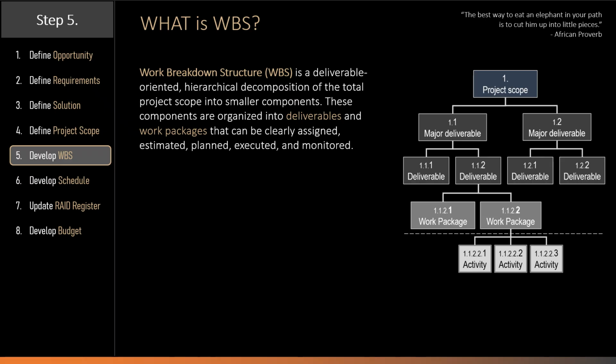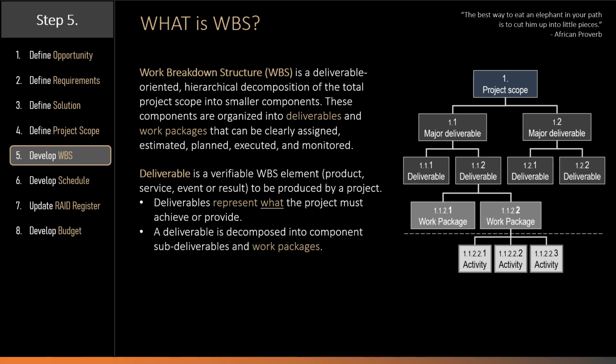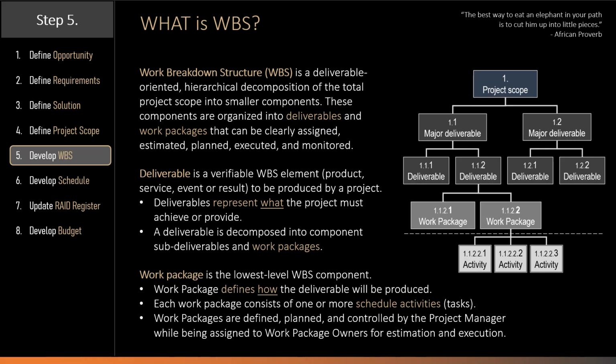Key elements or components of the WBS hierarchy are deliverables and work packages. Deliverables are verifiable work breakdown structure elements such as products, services, events, or results to be produced by a project in order to achieve the project objectives. Deliverables represent what the project must achieve or provide, and each deliverable is further broken down into one or more work packages. Work packages are the lowest level WBS elements.